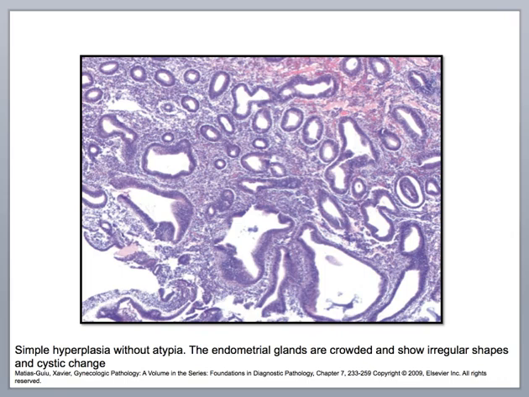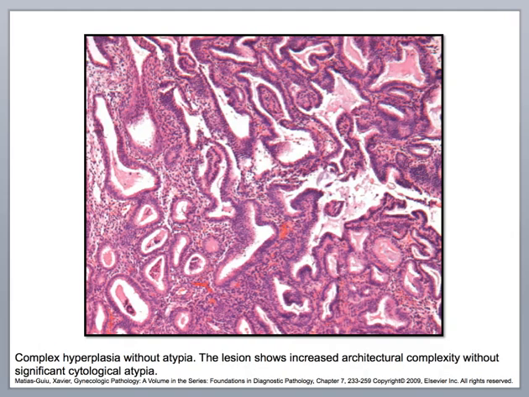Note first of all that now the gland-to-stroma ratio is greater than 1. Most of the tissue in this image is composed of glands. The endometrial glands are crowded and show irregular shapes and cystic dilation. In more complex hyperplasia, now the lesion shows increased architectural complexity with irregular branching glands, infolding of epithelium, and glandular crowding. But there's still not significant cytologic atypia.